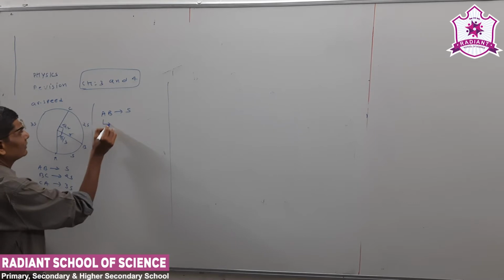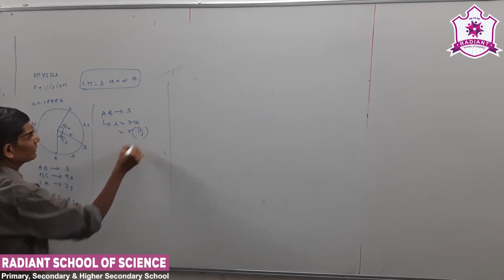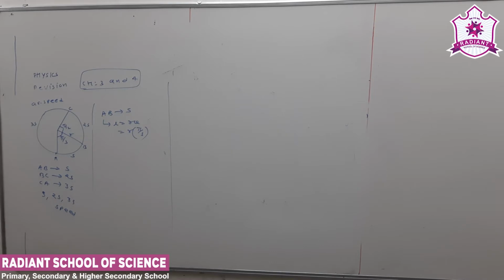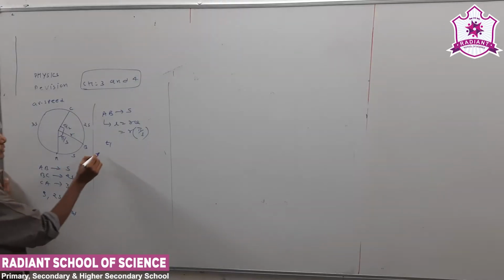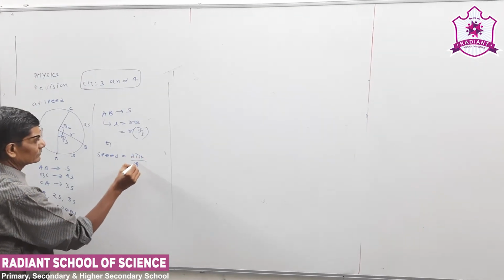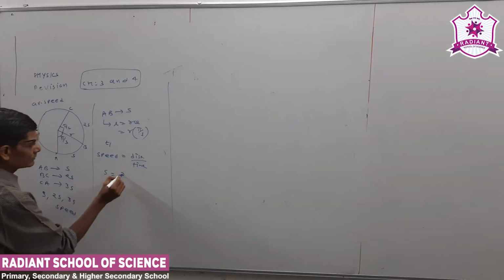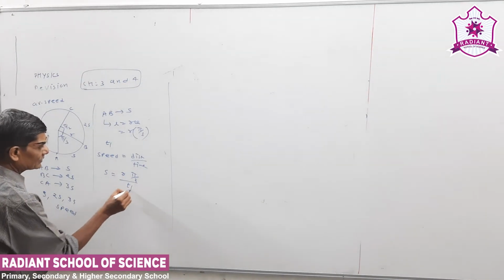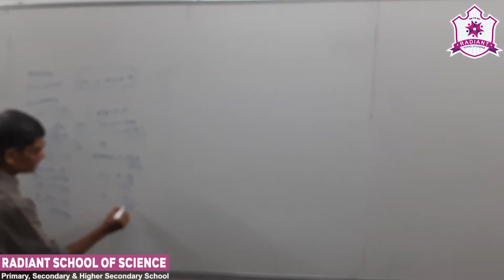See, the AB part length will be L equals r theta, r into pi by 3. Now let us say the time is t1. So speed is equal to distance upon time. Distance is r into pi by 3 upon time t1. So t1 is pi r upon 3s.